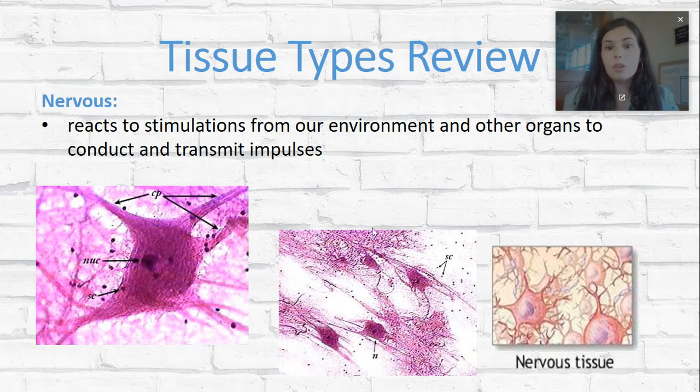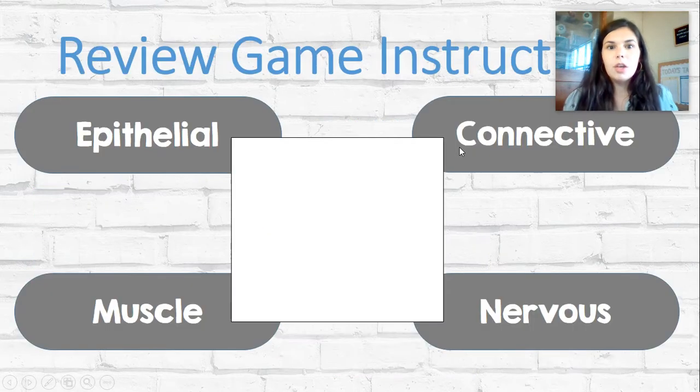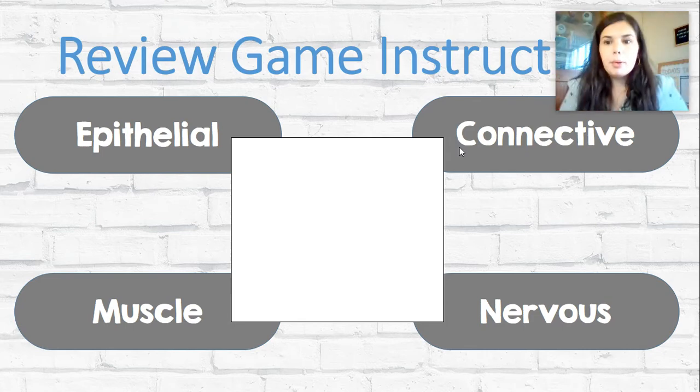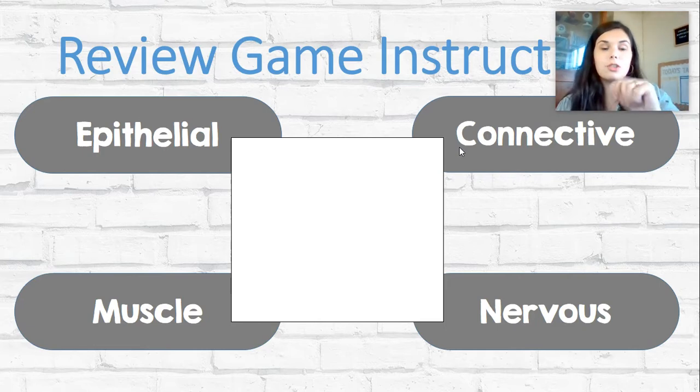So that is the quick and brief review, but now we're going to play a game together. The way this is going to work is I am going to put either an image or text in that white box that is going to relate to one of the four types of tissue. And you're just going to hover your mouse, or you can just use your brain, or you can point to the screen, or however you want to do it, what you think the answer is.